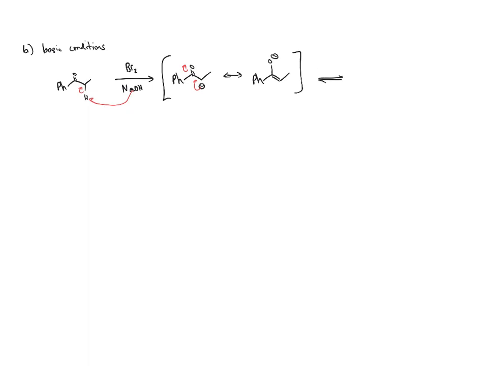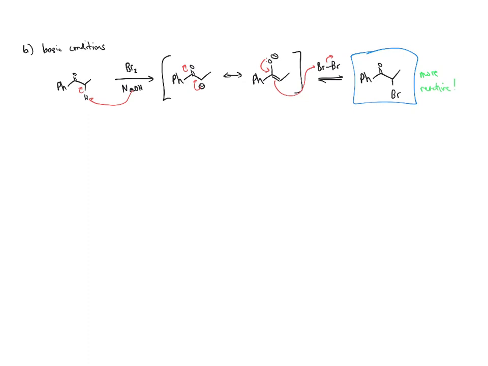Right? Then, of course, it reacts with bromine to give you the alpha brominated product. And so we now have a new alpha brominated product. But here's where we differ under acidic conditions versus basic conditions. Under basic conditions, this is actually more reactive.